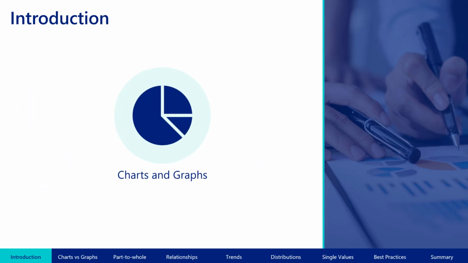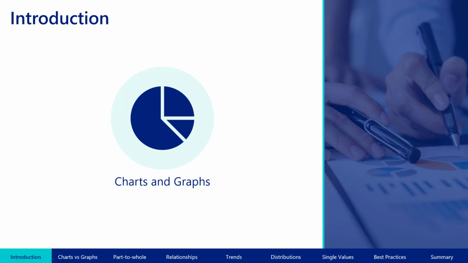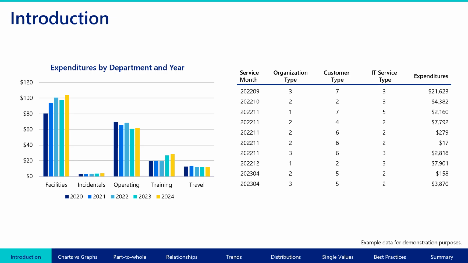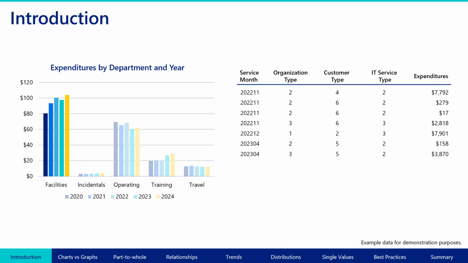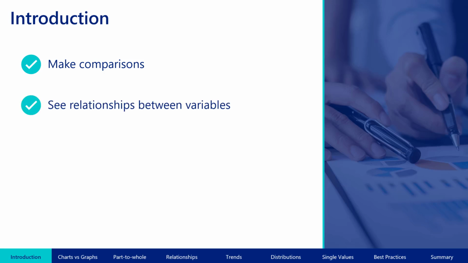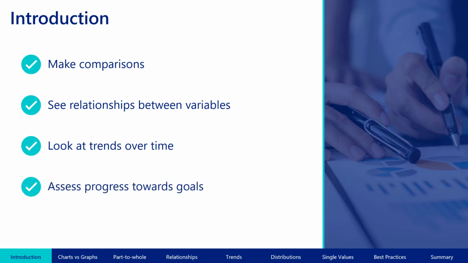But what are the benefits of using charts and graphs to visualize data? Charts and graphs allow users to see important highlights at a glance, rather than having to sift through many columns and rows of data, and they are useful for revealing patterns and relationships within the data. Your audience or customer might want charts and graphs so they can quickly make multiple comparisons, easily see relationships between variables, or look at trends over time and how close their program is to achieving desired goals or outcomes.